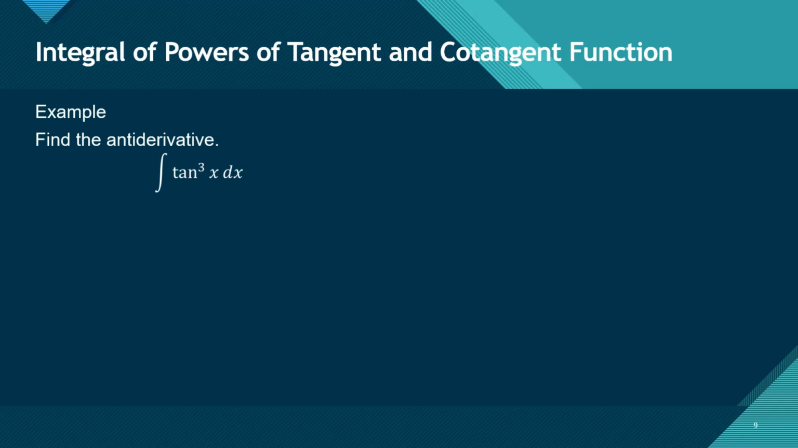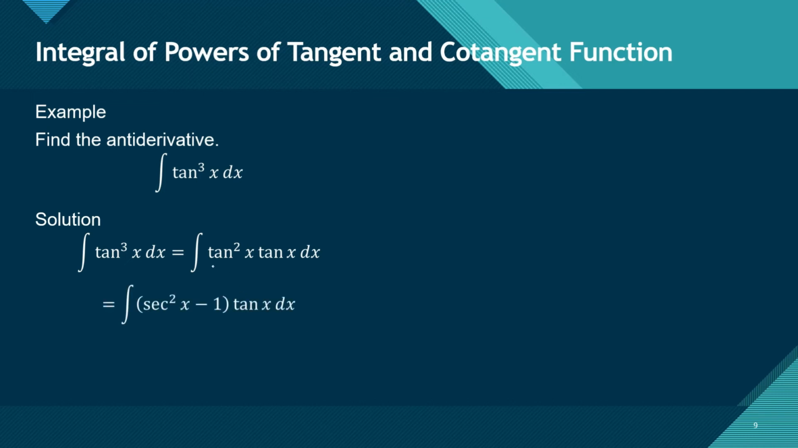Find the integral of the cube of tangent of x dx. Let us begin by factoring out tangent of x. And I did that so that I can use my Pythagorean identity for the square of tangent of x. The square of tangent of x is equal to the square of secant of x minus 1. And then I will distribute, and then we shall get the integral term by term.